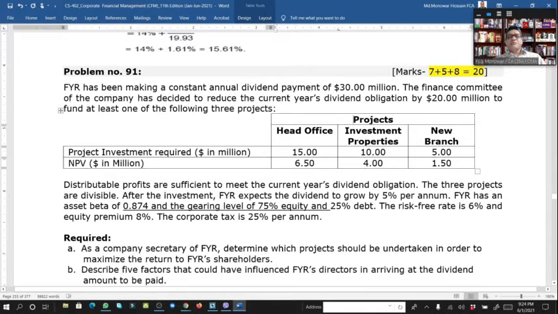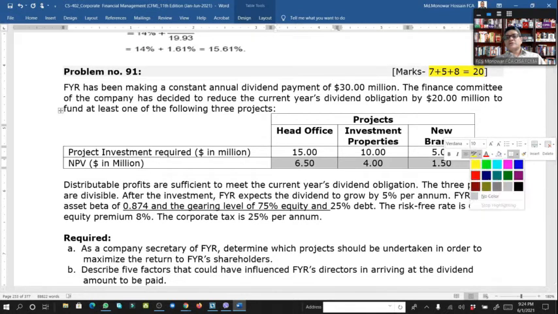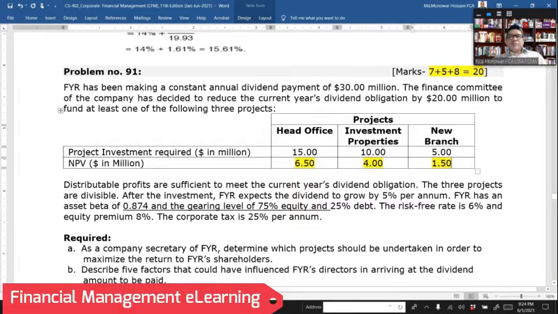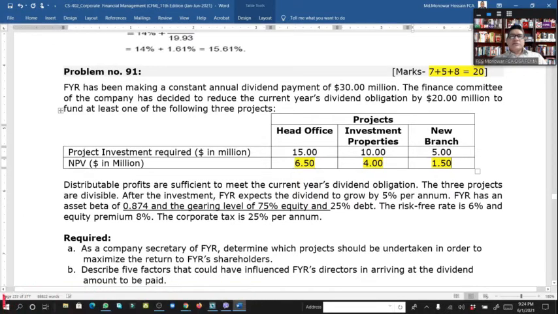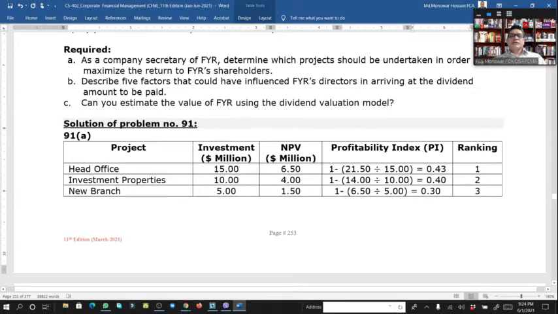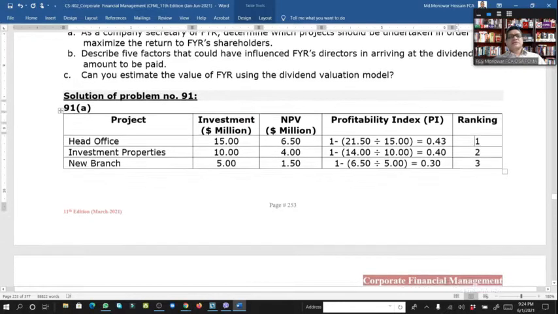So here NPV in million is calculated. All this is the figure for NPV. So by this way they calculate which project you should accept. So here is the calculation. Here is the investment in million, NPV, and here we calculate the profitability index, and based on the profitability index you rank which project you should accept: 1, 2, 3.